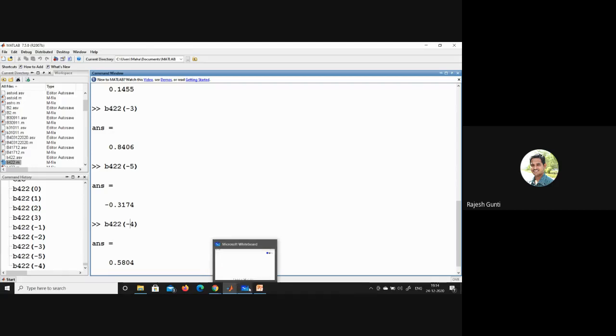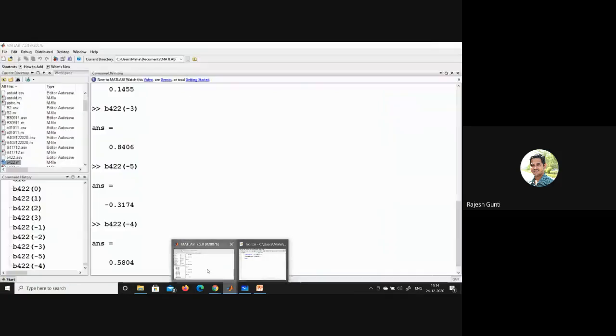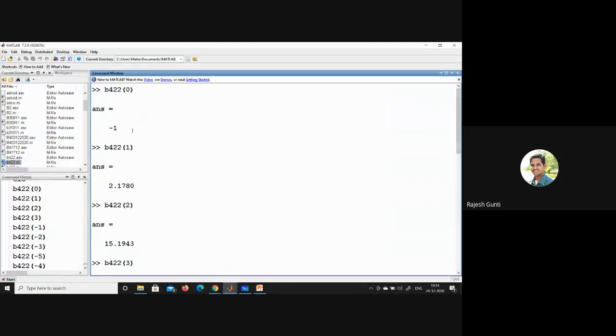See, in numerical methods, the initial value is very important. In the bisection method also, we are choosing two values, a comma b, in such a way that f of a and f of b are on opposite sides. Here also, we have to choose one value. That's why I started with 3. We have a root value 0.5178. I told that the root lies between 0 and 1. Am I correct? Root lies between 0 and 1.